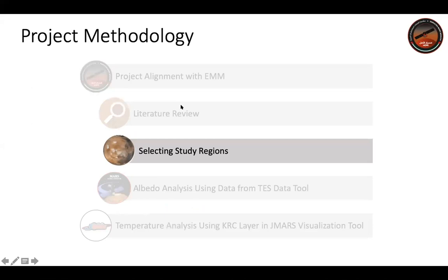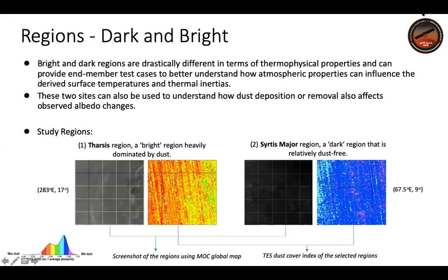So understanding both thermophysical properties, and to understand how atmospheric properties can influence the derived surface temperatures and thermal inertia, I chose to study two locations that are drastically different. So one is Wright region within Atlas region, and it's heavily dominated by dust.